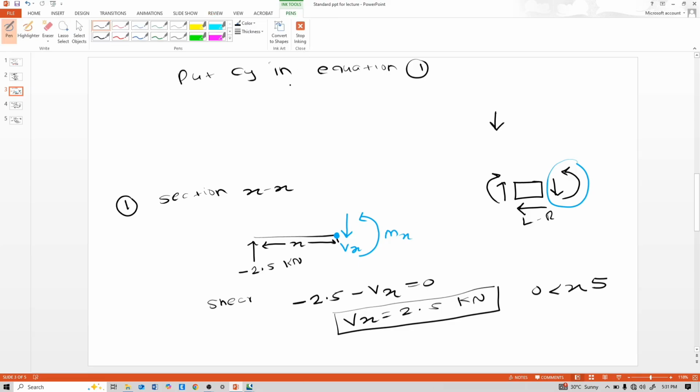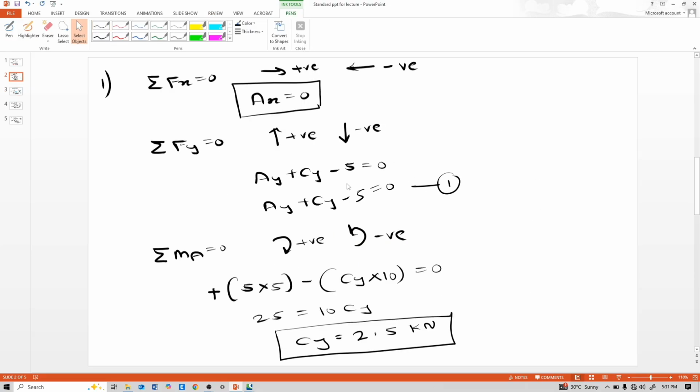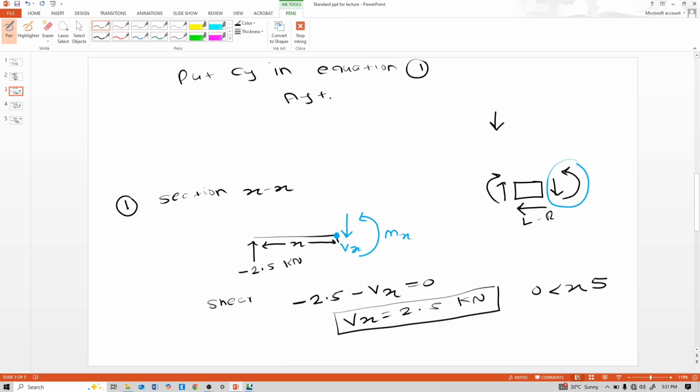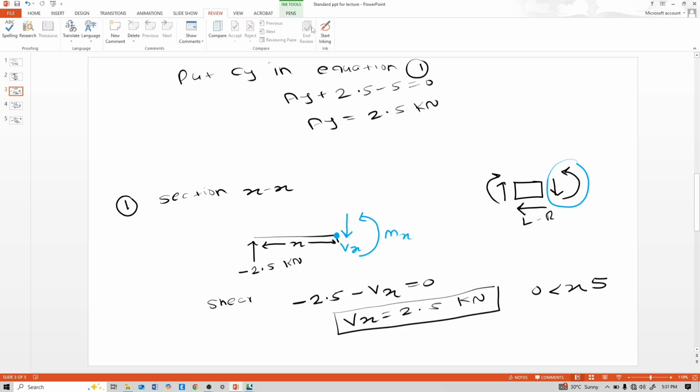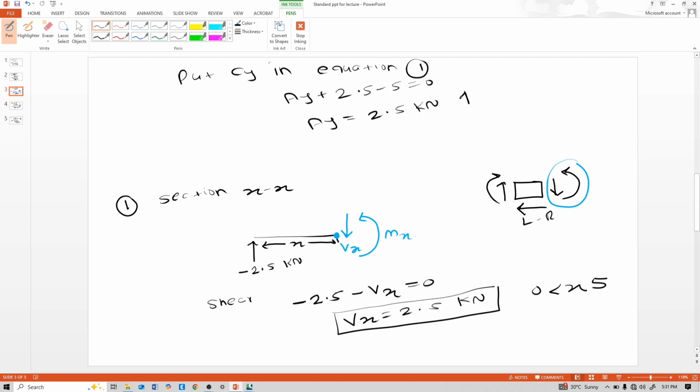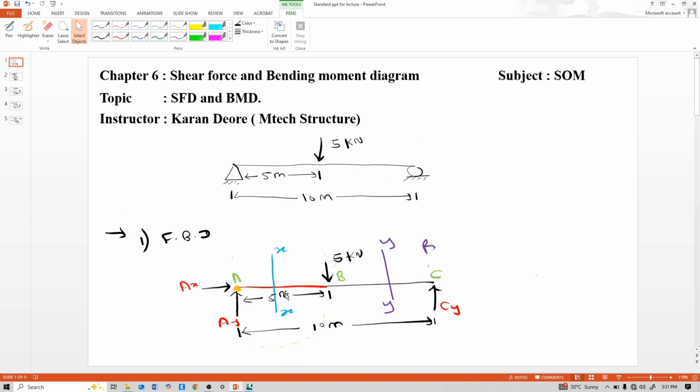Our numerical is correct, only AY plus CY minus P, and CY is 2.5, minus P equal to 0. That means AY minus 2.5, that means this is positive 2.5 kilonewton. That's why. See how mistake happens. Remember this mistake also. This is upward direction. So that's why our assumed direction is correct.